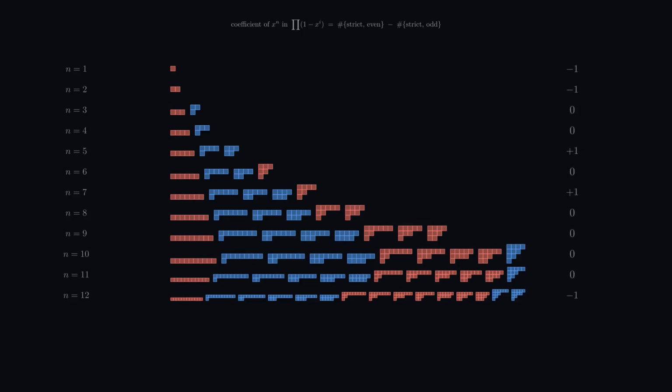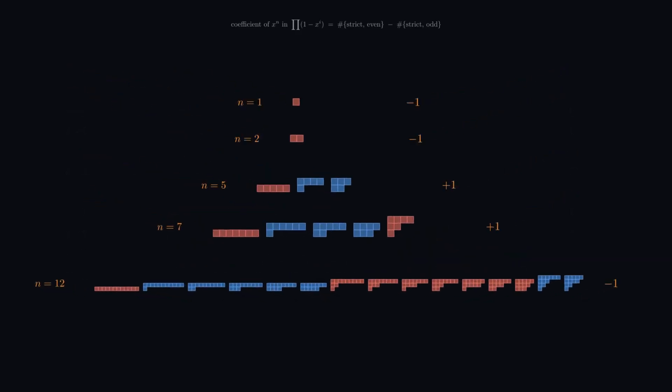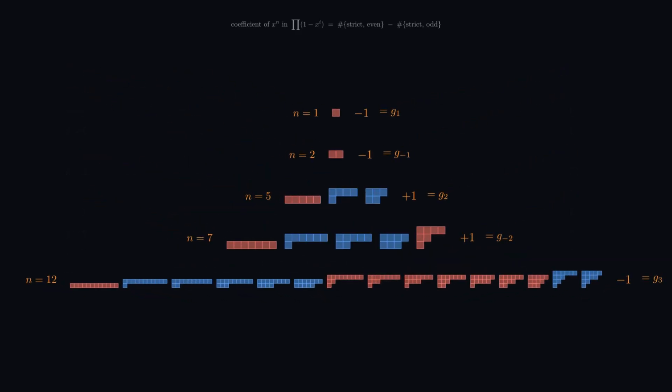The difference is 0 almost everywhere. The exceptions sit at 1, 2, 5, 7, and 12. 5 values, each just plus or minus 1. These are exactly the pentagonal numbers g sub k. The pattern emerged from the data. And we owe you a proof.